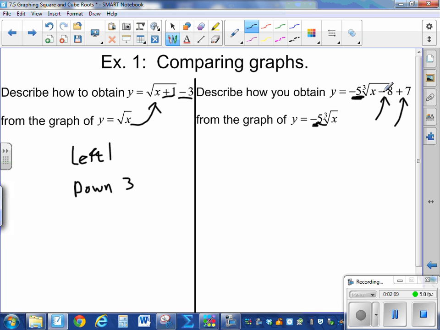Since it's a negative 8 inside of the radical, that means you're actually going to go to the right 8. Inside opposite, so you're going to the right, R-I-G-H-T. So right 8. And then positive 7 means you go up 7. That is your shift. Okay. The first set of work I'm going to give you tomorrow is going to be just about this type of thing. They're just going to ask you what the different types of shifting are.